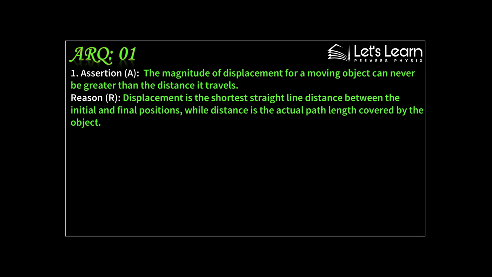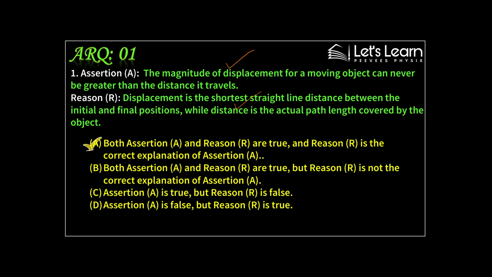Assertion reasoning type. The magnitude of displacement for a moving object can never be greater than the distance traveled. True. It can never be more than distance traveled. Why? It is the shortest distance between the two, which will always be smaller than distance traveled. Let us see the reason. That is what the reason says. It is also true. And reason is the correct explanation for that. So the answer is A.